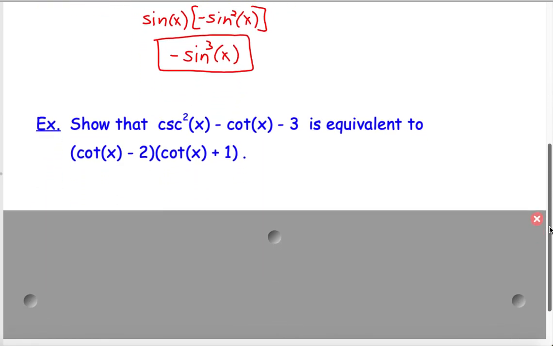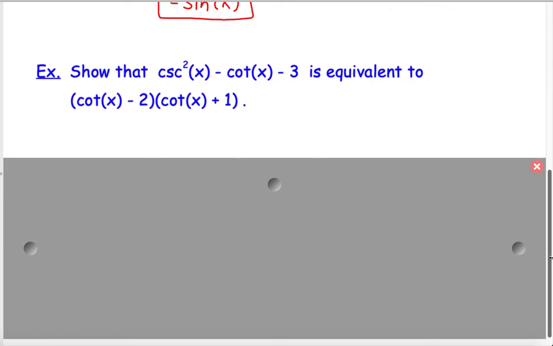All right, let's look at this one. Show that the cosecant squared of x minus the cotangent of x minus 3 is equivalent to the quantity cotangent of x minus 2 times the quantity cotangent of x plus 1.